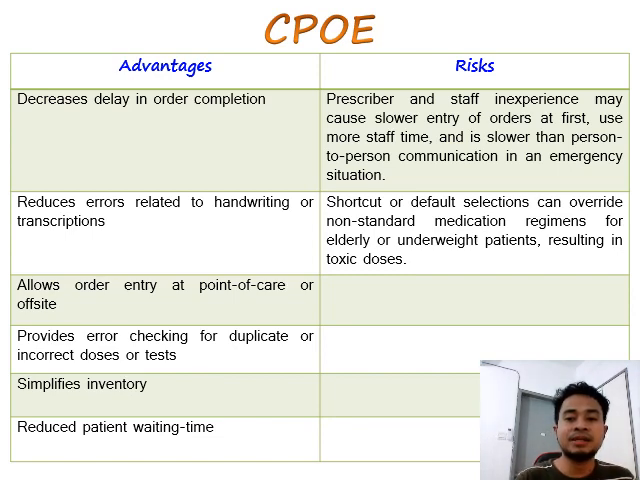The risk is that the prescriber and staff might be inexperienced using the technology or the system, which might cause slower entry of orders. But this could be temporary, because the more time he or she spends on that, they will become an expert. This is the risk, but it is for the short term. Second, shortcut or default selection can override a non-standard medication regimen for elderly or underweight patients, resulting in a toxic dose. This could also happen.